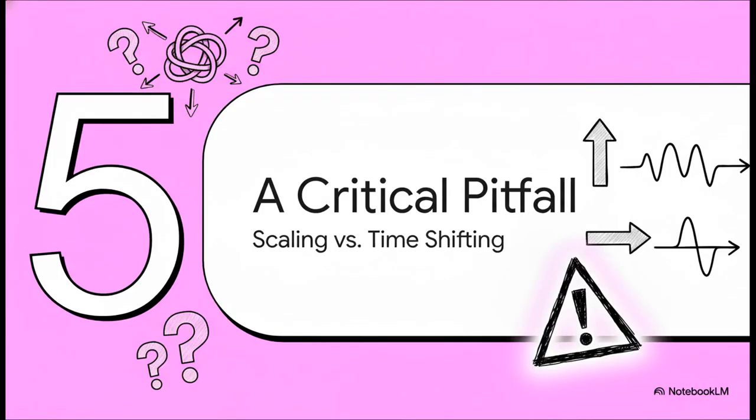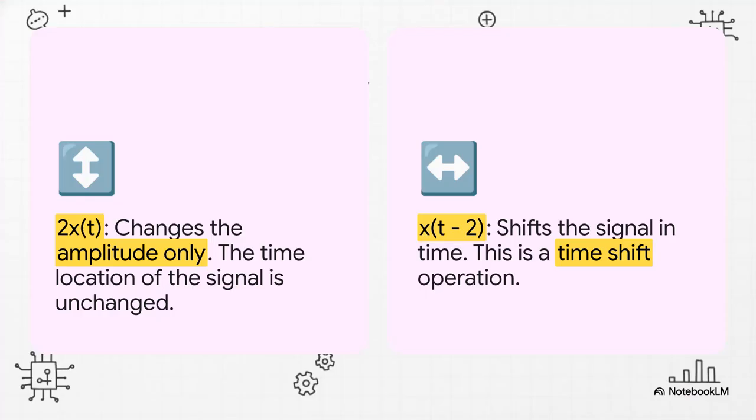Okay, listen up, because this next part is super important. This is a critical pitfall where a lot of students get tripped up, so let's make sure we get this crystal clear. So, take a good look at this. On the left, we've got 2x of t. See how that 2 is multiplying the whole function's output? That's key. It's multiplying the whole function's output. It's scaling the amplitude, making the signal taller.